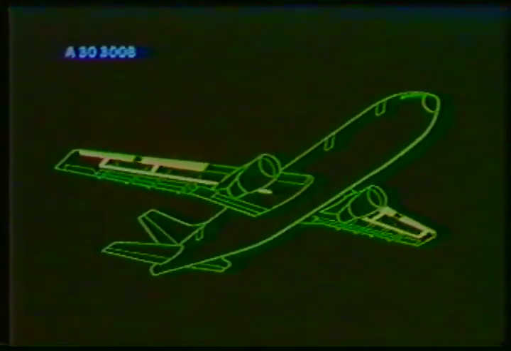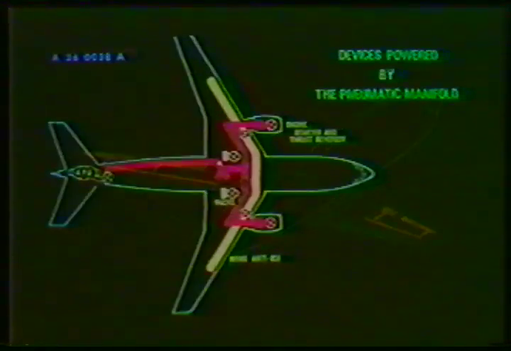The ice and rain protection controls and indicators are located on the overhead switch panel. Now, let's cover these units in detail, starting with the wing de-icing system. Only the two leading edge slats outboard of the engines need to be de-iced. The hot air supply for the wing de-icing system comes from the pneumatic manifold through two valves. As a reminder, the pneumatic manifold can be supplied by the engines or the APU.